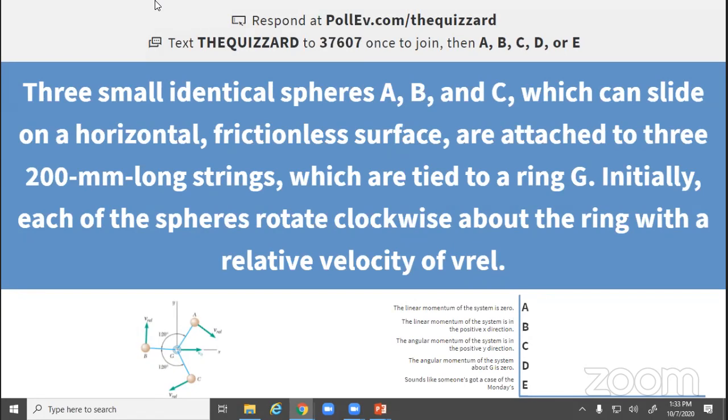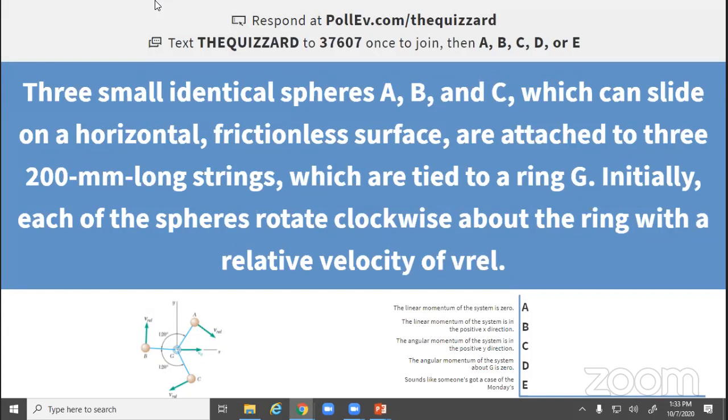The small identical spheres A, B, and C, which can slide on a horizontal frictionless surface, are attached to three 200-millimeter long strings, which are tied to a ring G. Initially, each of the spheres rotates clockwise about the ring with a relative velocity of v rel. Which of the following is true?